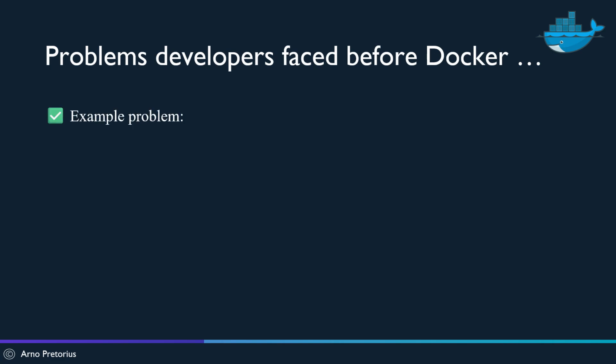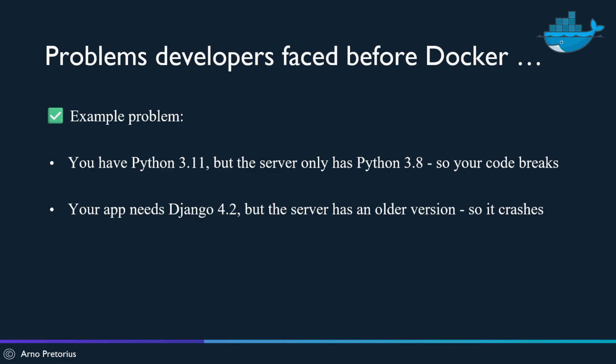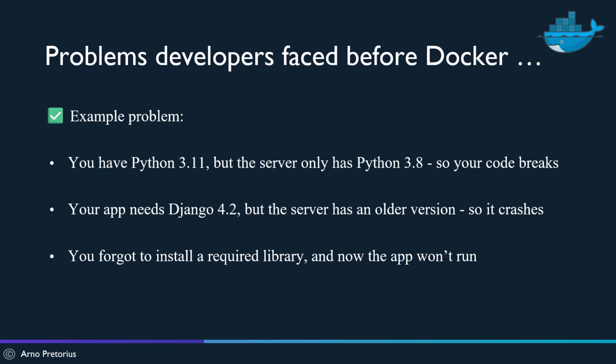Now, to continue with this, we can take a look at an example problem here, just to build on. So in that project that you built, you had Python 3.11, the version, but the server only has Python 3.8, so your code breaks. Your app needs Django 4.2, so Django is essentially a Python web framework, just for clarity, and the server has an older version, so it crashes. And you also forgot to install a required library, and now the app won't run. So you can see here the list of issues that can occur if you do not utilize Docker.